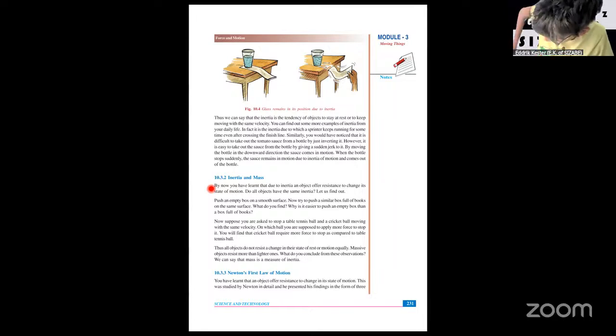Thus, we can say that inertia is a tendency of objects to stay at rest or to keep moving at the same velocity. You can find out some more examples of inertia from your daily life.